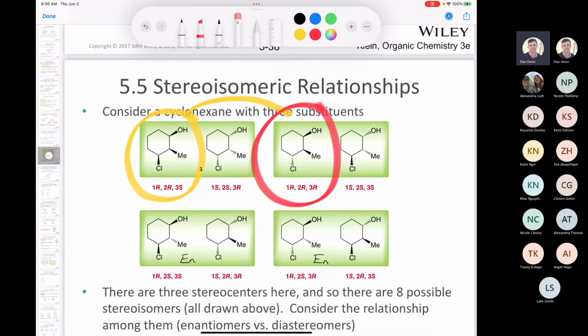No. You see that this wedge is still a wedge. You see that this wedge is still a wedge. But this wedge, this one going down, is now a dash. Are they identical? No. Are they enantiomers? No. But are they stereoisomers? Yes. They have the same connectivity, but they have a different arrangement of the atoms in space. Thus, they are diastereomers.